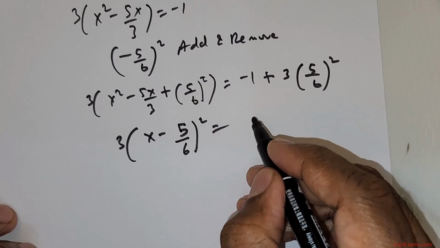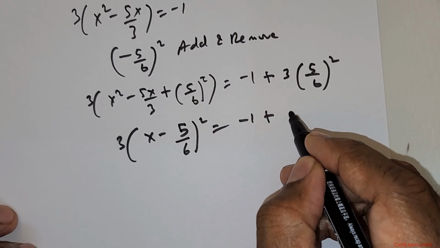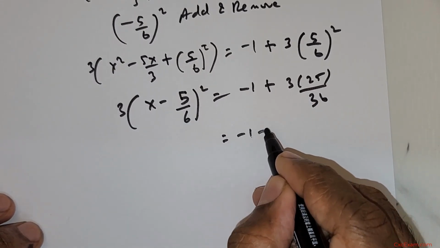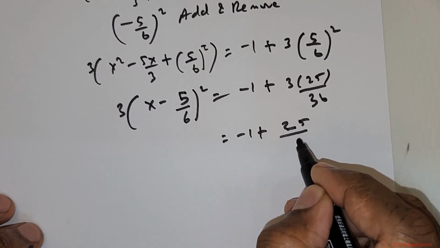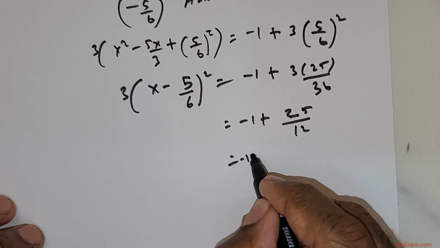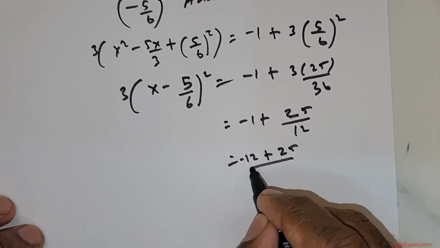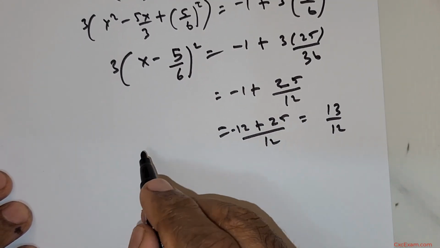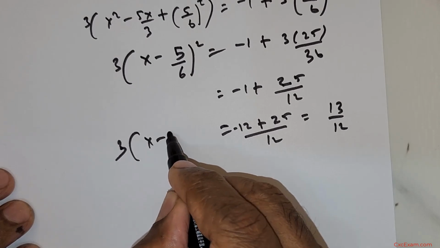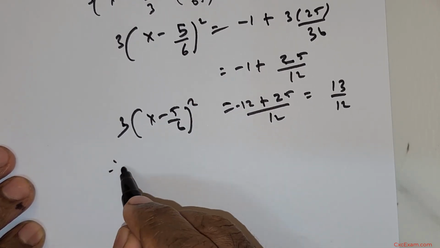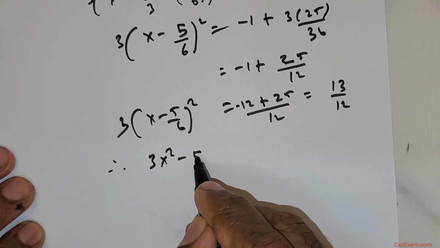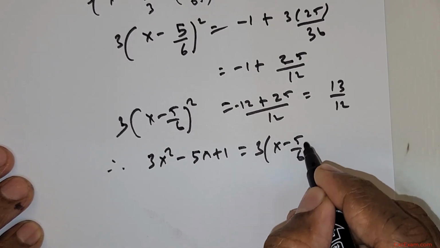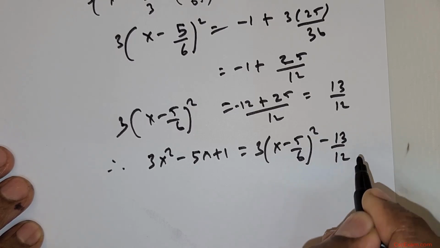Fair enough. Now you need to simplify this. This is negative 1 positive 3 times 25 over 36, which is going to be negative 1 positive 25 over 12, which is negative 12 positive 25 over 12, which is 13 over 12. And on the left you have 3 times (x negative 5 over 6) the whole squared. So therefore 3x squared negative 5x positive 1 can be rewritten as 3 of (x negative 5 over 6) the whole squared negative 13 over 12.